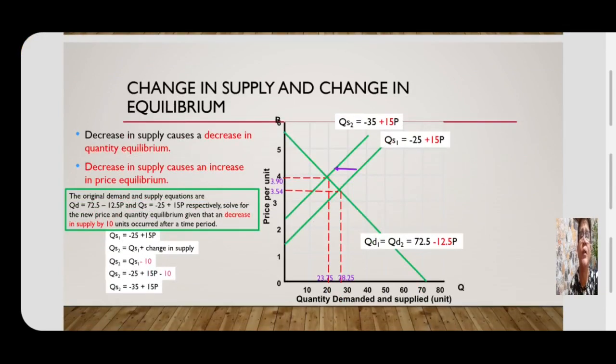So to summarize, a decrease in supply causes a decrease in quantity equilibrium, and a decrease in supply also causes an increase in price equilibrium. So the price equilibrium increased and quantity equilibrium decreased because of the decrease in supply by how much? By 10.